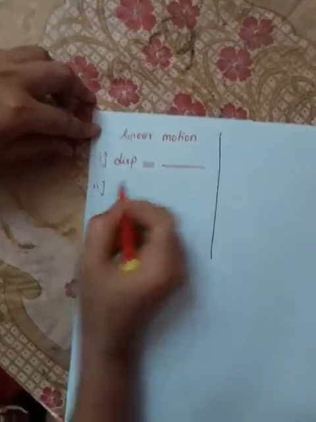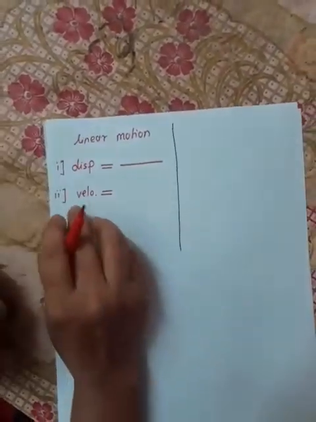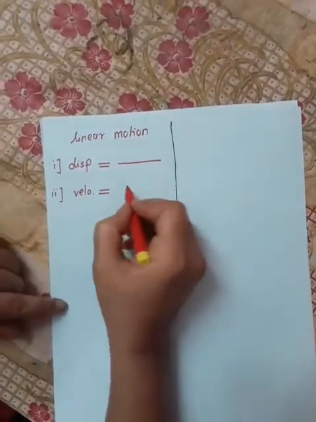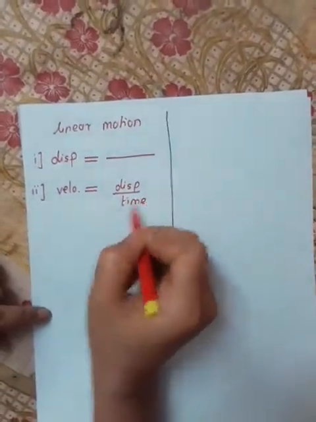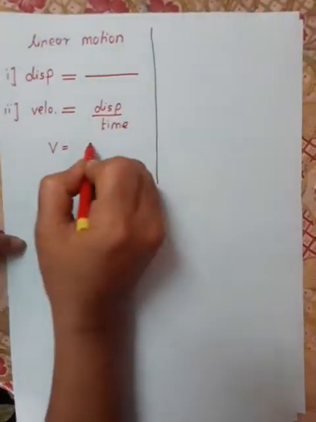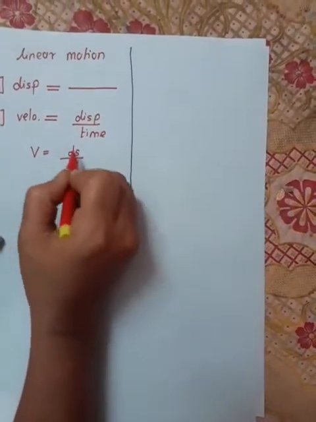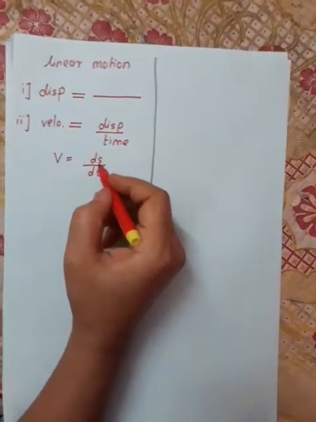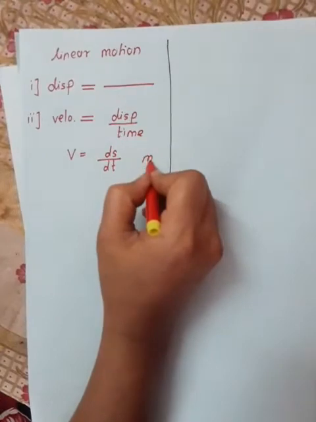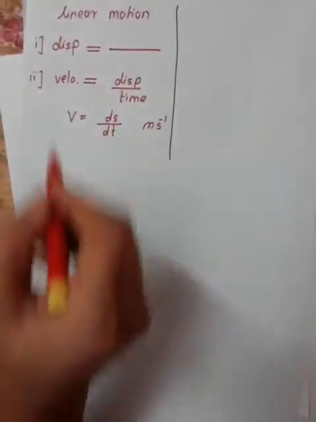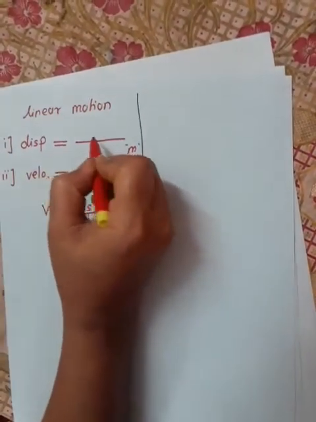Second one is known as velocity. We simply name it linear velocity also. That velocity is equal to displacement upon time. So its formula becomes v is equal to ds upon dt. Here ds and dt stand for smaller displacement in smaller time. Its unit is meter per second. Displacement has unit meter. Displacement has notation s.